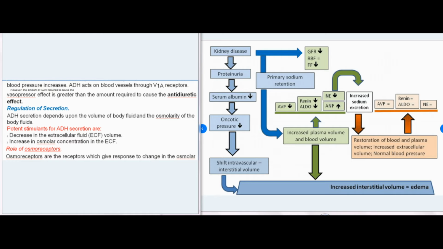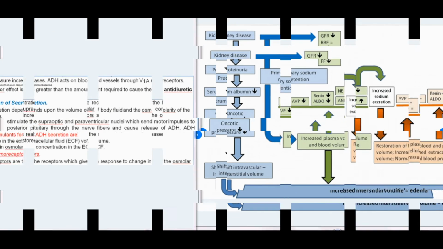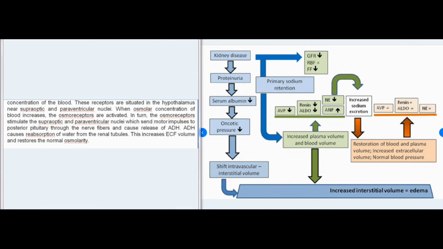ADH secretion depends upon the volume of body fluid and the osmolarity of the body fluids. Potent stimulants for ADH secretion are, decrease in the extracellular fluid, ECF, volume. Increase in osmolar concentration in the ECF. Role of osmoreceptors. Osmoreceptors are the receptors which give response to change in the osmolar concentration of the blood. These receptors are situated in the hypothalamus near supraoptic and paraventricular nuclei.